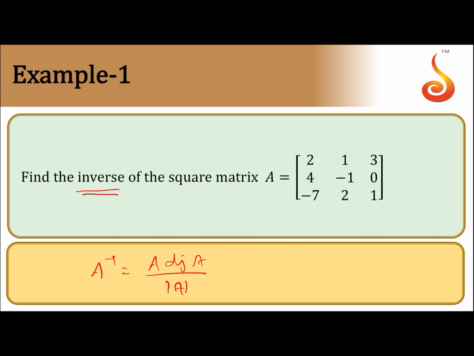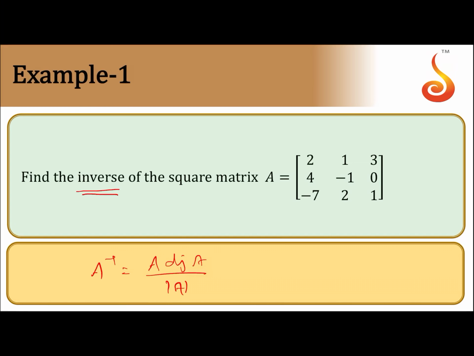After that, adjoint A is nothing but the transpose of the cofactors matrix. So we calculate in that way. First, calculate the determinant of the A matrix.